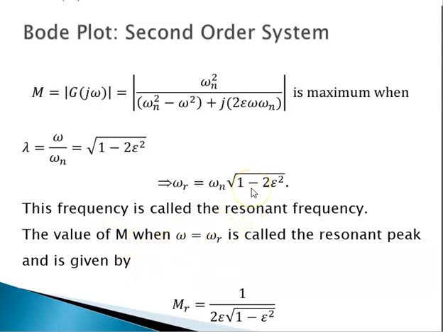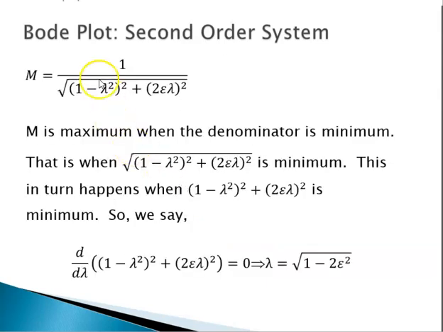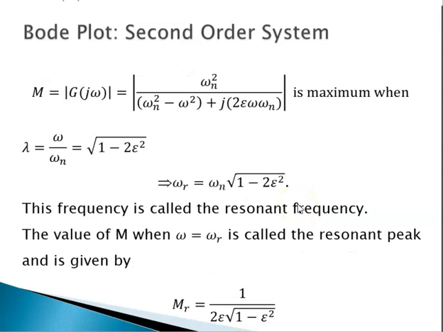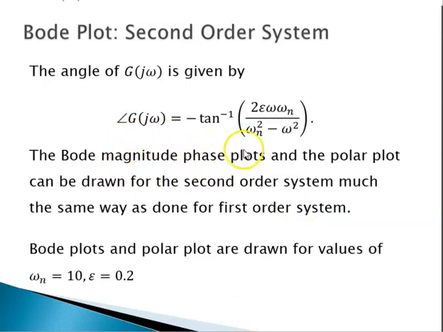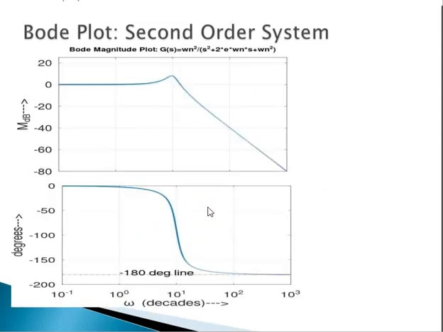If you substitute this omega r in M, you get Mr, the resonant peak. That is, you take this value of omega r and substitute in here. You get the resonant peak. Okay. The angle is given by tan inverse of imaginary part by real part, and we show Bode plots as a sample for a specific value of omega n is 10 and epsilon is equal to 2. These are shown over here. Again, these plots are obtained using Octave. We'll see how we do this manually. That is, we'll try to plot a couple of Bode plots and convince ourselves that this is in fact the case.